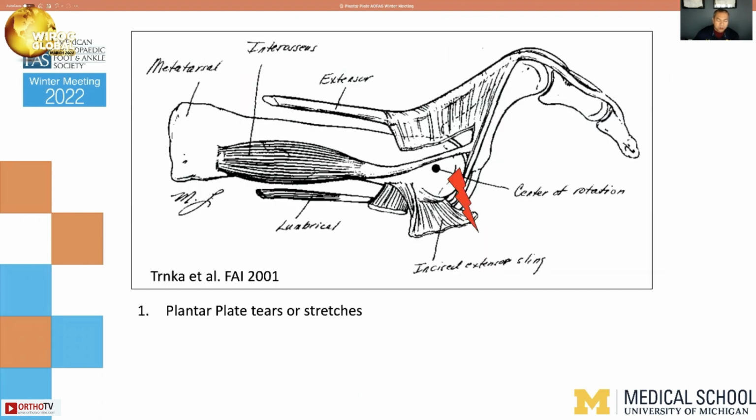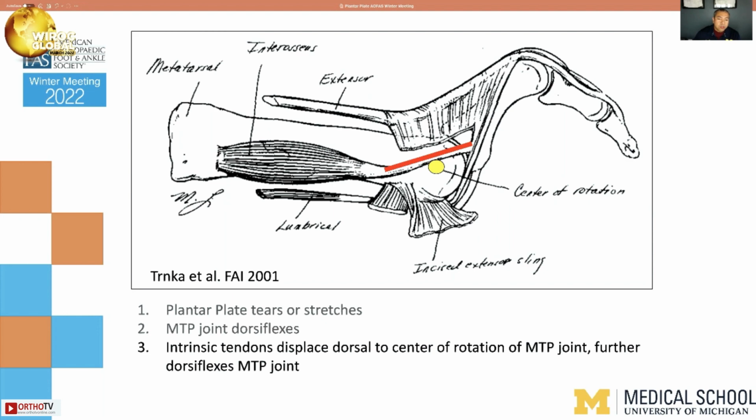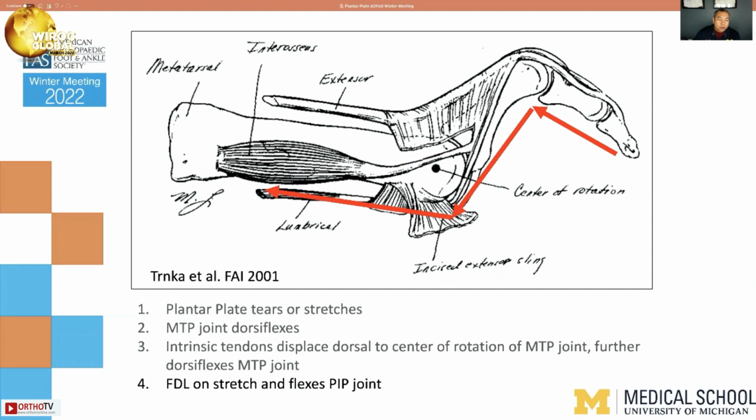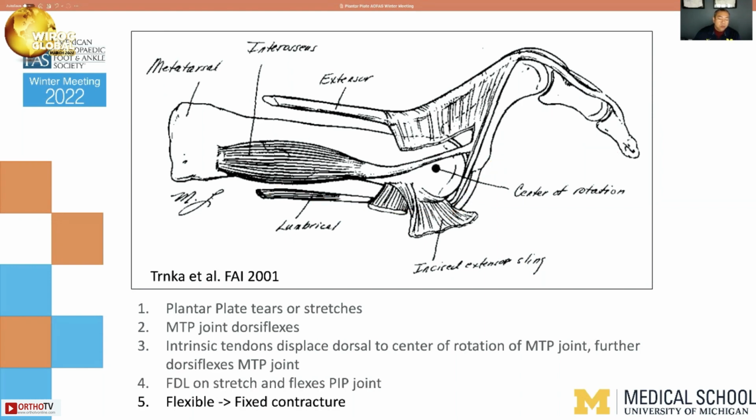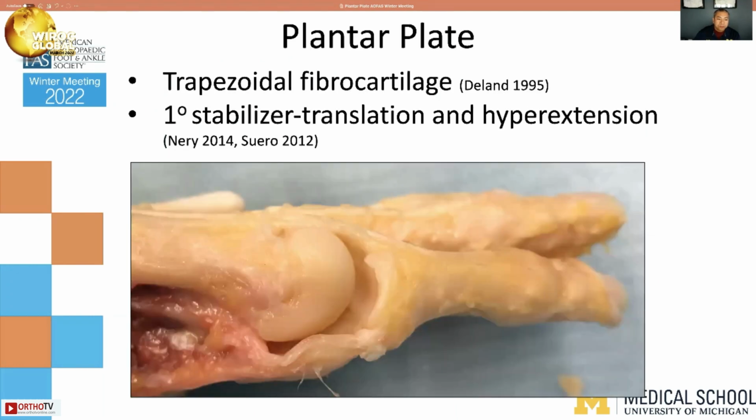The way that plantar plate instability can lead to a hammer toe is that the plantar plate will tear or stretch, and that will lead to dorsiflexion of the MTP joint. When the MTP joint becomes dorsiflexed, the intrinsic tendons are displaced dorsal to the center of rotation of the MTP joint, which further dorsiflexes the MTP joint. And as the MTP joint is dorsiflexed, the FDL tendon becomes stretched and will start to flex the PIP joint and lead to flexible contractures and eventually a fixed contracture and a rigid hammer toe.